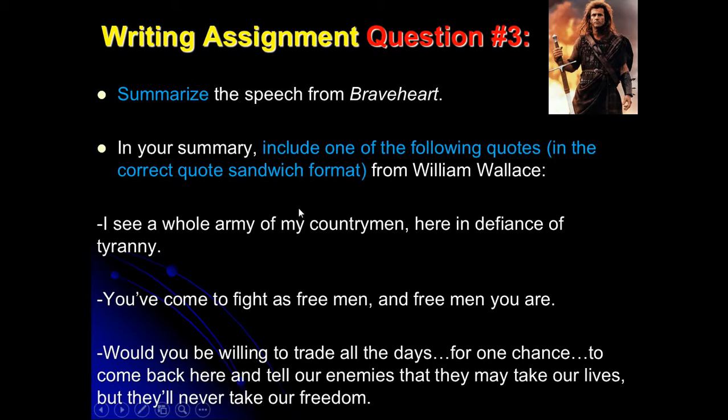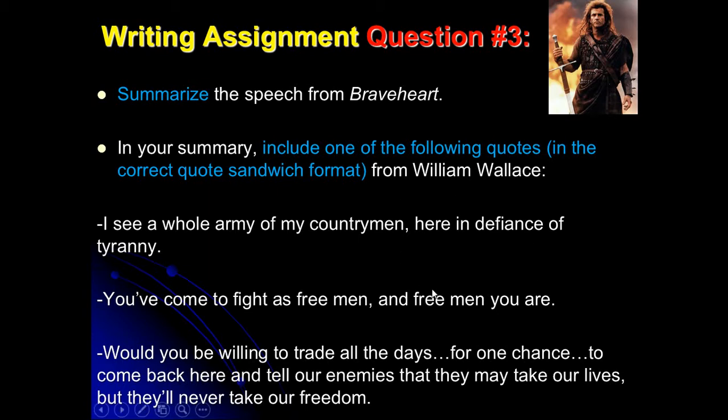So you want to watch that scene, summarize it, and integrate within your summary one of these quotes where you introduce who said it, have the quote itself in quotation marks, and then explain how it fits into the overall point of the scene, or maybe talk about what you think about this particular quote. How does it fit with the message that William Wallace is trying to give? What is he doing in this scene, and why does this quote matter to the scene?